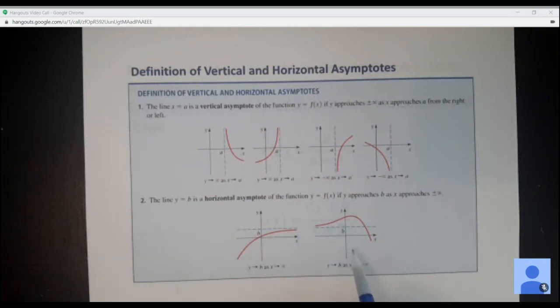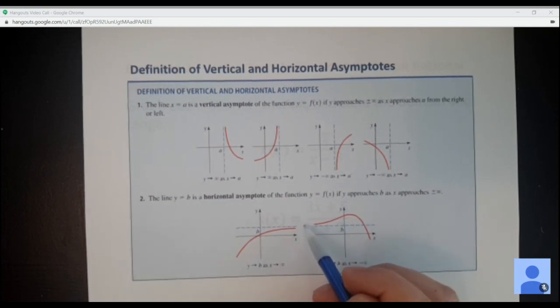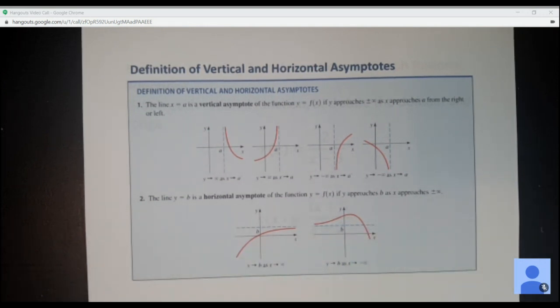Now, this one over here, this is important that we note, it could technically pass through the horizontal asymptote because it's more about what it is doing as we get towards positive infinity or negative infinity. So as I go towards negative infinity now, this is still a horizontal asymptote because I'm never going to reach that horizontal line as I go towards negative infinity. Okay, so even if it passes through the line at some point along the curve, it's more about what it is doing to the left or what it is doing to the right. That's going to give us those horizontal asymptotes.